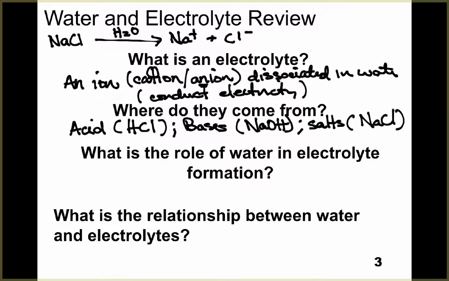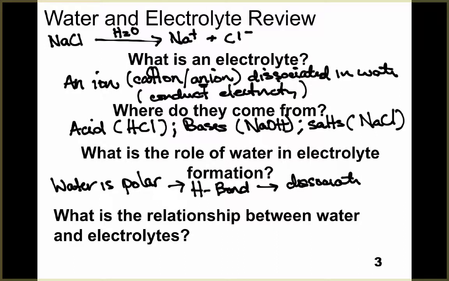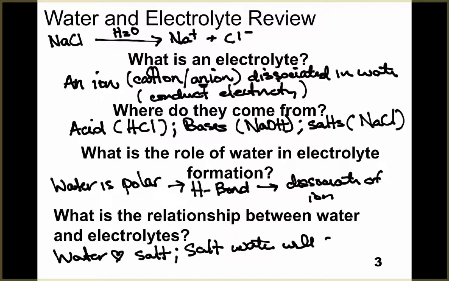What is the role of water in electrolyte formation? Well, water is what? Is it polar or nonpolar? Hopefully you realize it's polar, right? And so if a molecule is polar, it means it can hydrogen bond with things. And so the hydrogen bonding helps to promote the dissociation of ions in water. Right? And basically, water and electrolytes, or more so, water loves salt. It's the idea wherever salt is, water will go. And it's through the process of osmosis.